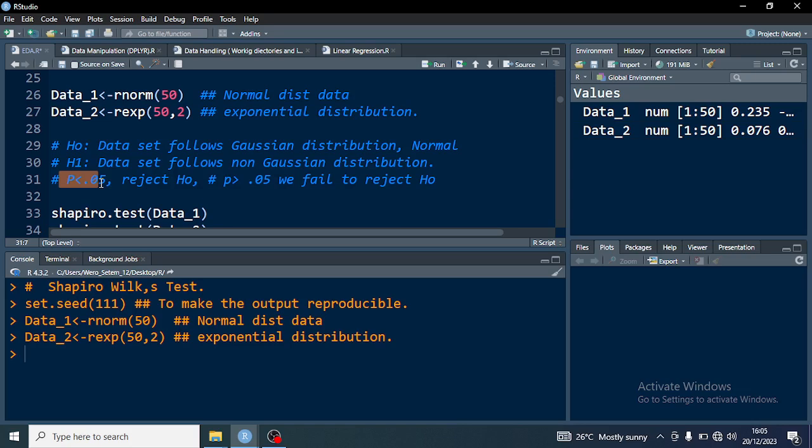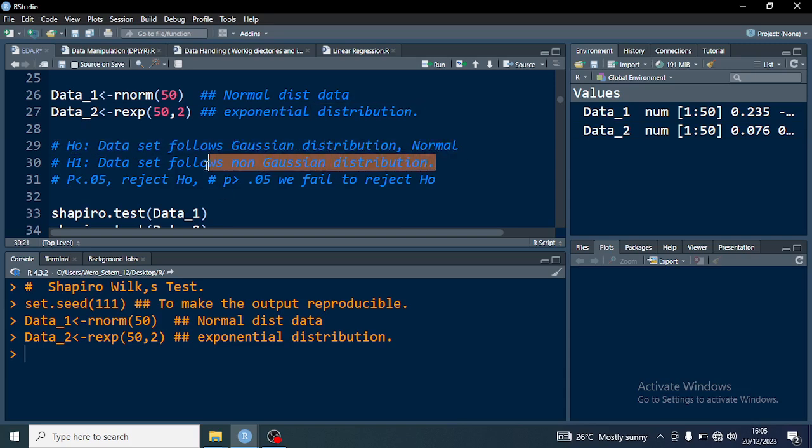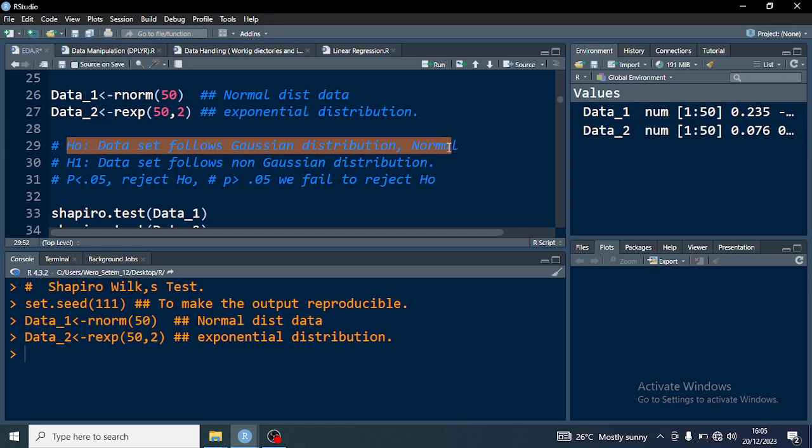If the p-value is less than 0.05, I reject the null hypothesis. What does that mean? If we reject the null hypothesis, we reject this hypothesis and we conclude this other one. If we reject the null hypothesis, we have to conclude the alternative hypothesis. And if we fail to reject H naught, the null hypothesis, that means we accept it. If we fail to reject it, definitely that means we accept it.